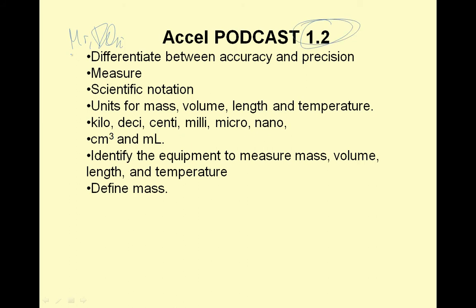This podcast, we're going to differentiate between accuracy and precision. They don't both mean the same thing, right? We're going to learn how to measure. We're going to review scientific notation, figure out the units for all this, those prefixes, which maybe you took a quiz on today, and maybe you didn't. Conversion of centimeters cubed to milliliters, identify the equipment, and define mass. So it's kind of a lot, so let's hop to it.